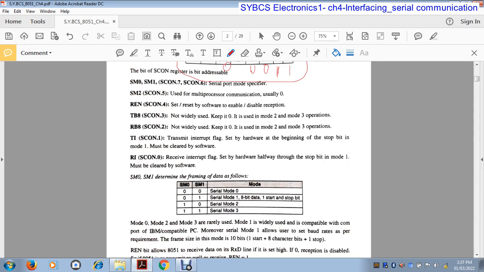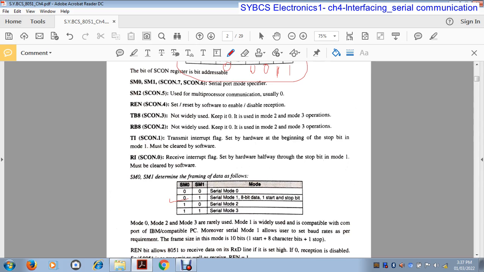Mode 0, mode 2 and mode 3 are rarely used. Mode 1 is widely used and it's compatible with the COM port of an IBM compatible PC. So we use only mode 1 for serial communication purposes.